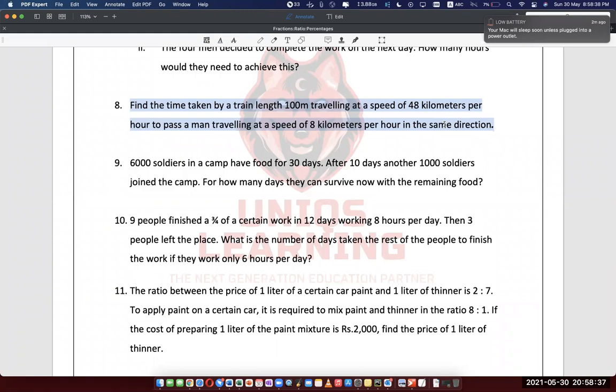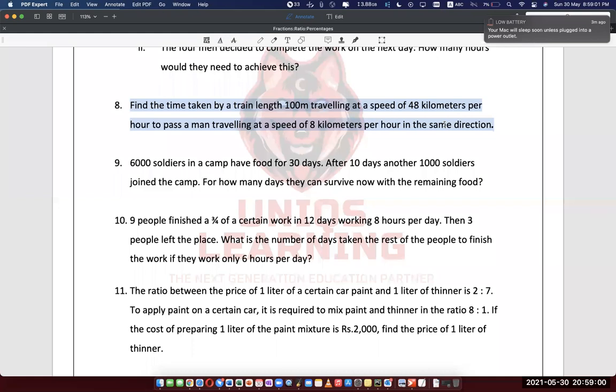So let's take the front point of the train. This is the distance moved by the train. This point has moved from here to here, so that is the total distance moved by the train. So what do they ask? The time taken. So what is the time taken?